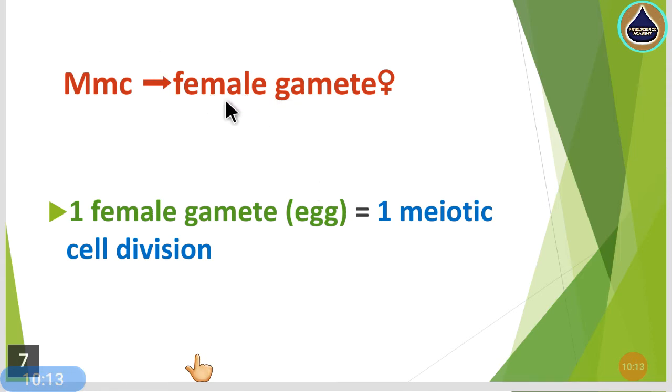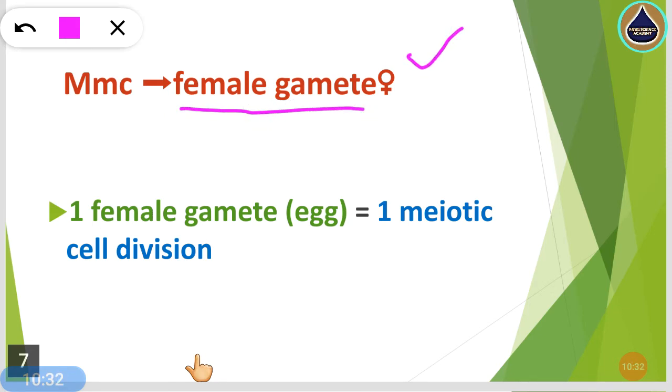As we have seen in the male gamete formation, one meiotic cell division is needed for the 4 pollen grains, meaning for the four male gametes from the PMC, the pollen mother cell. Now we'll see how the female gamete is formed. This is the symbol of femaleness. It is indicated by this sign in science and in the medical field.